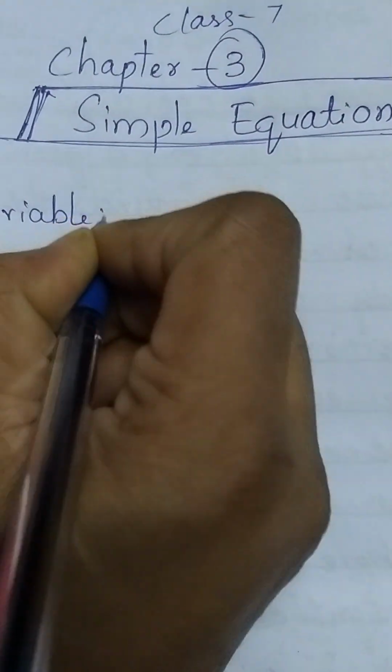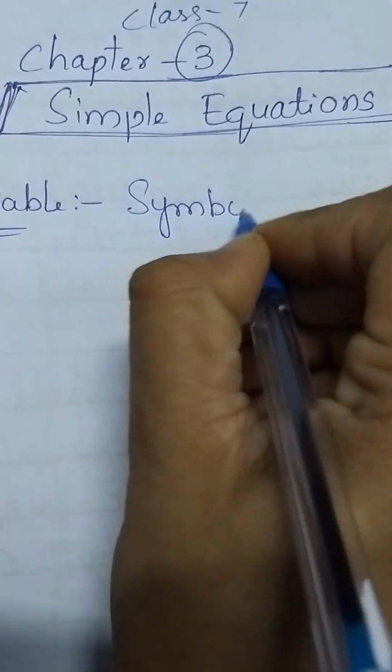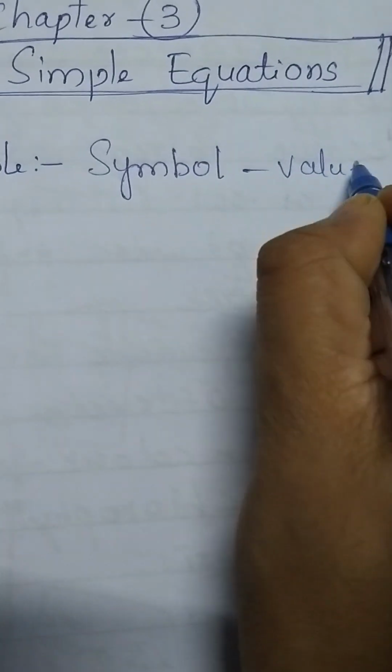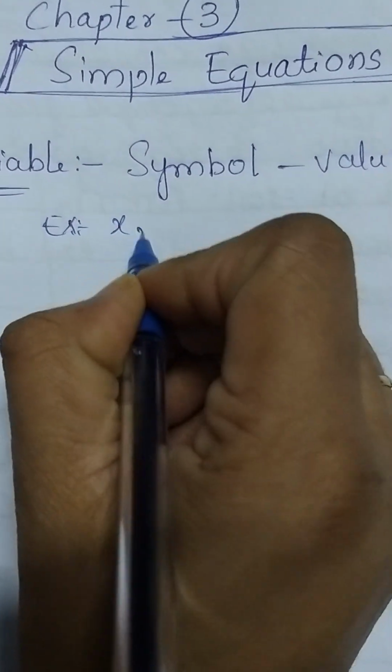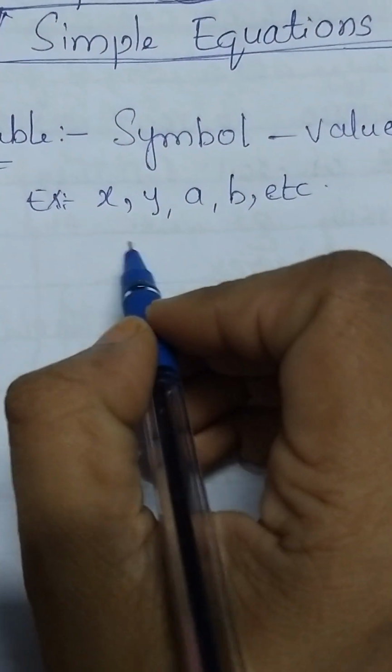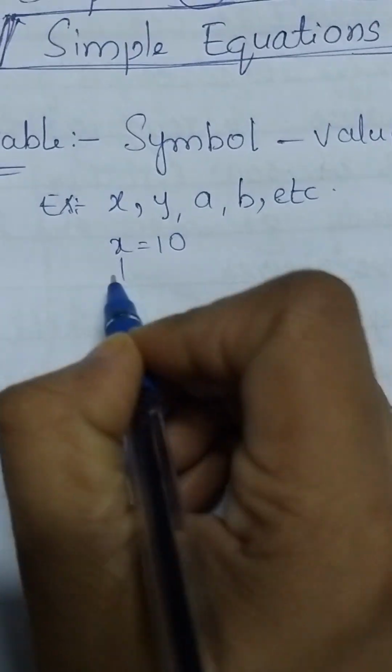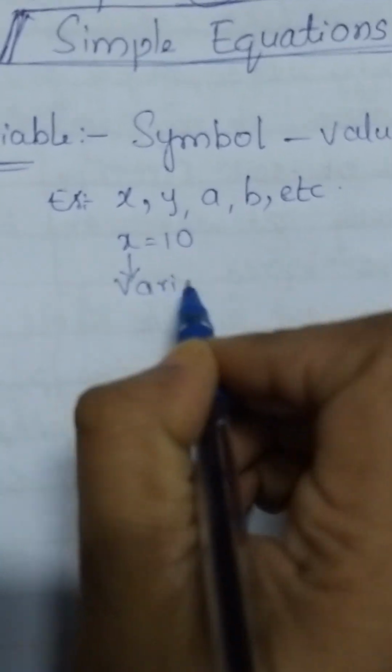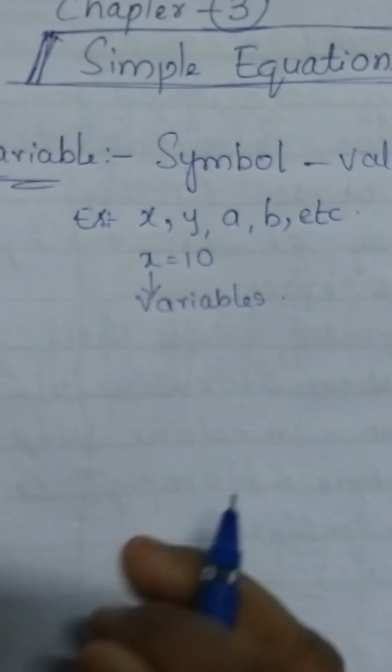Variable means a symbol which can take various numerical values, that can be denoted by a variable, children. For example x, y, a, b, like this we have so many variables, children. It takes the values. Okay, x equal to 10, this is the variable, children. Like this we denote the variable.